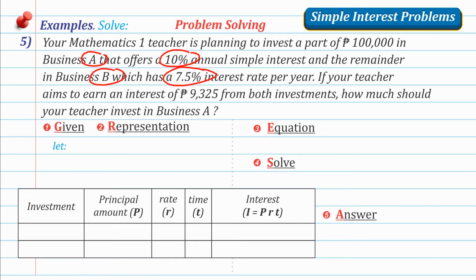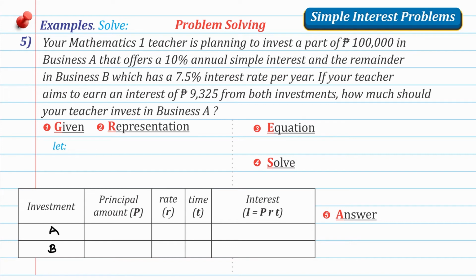So in the get-go, dapat alam na natin yung mga yan. Now, if your teacher aims to earn a total interest from both investments of 9,325 pesos, how much should your teacher invest in Business A? Okay, let's plug in values kaagad sa ating table para mas madali nating masolve. We have investment, dalawa yan. We have investment A and investment B.